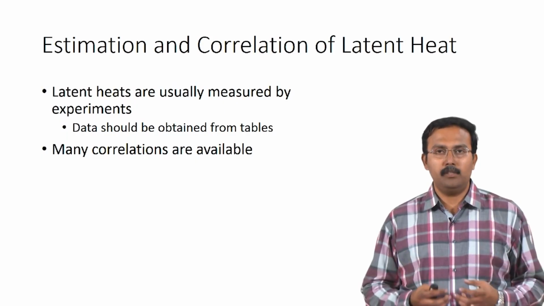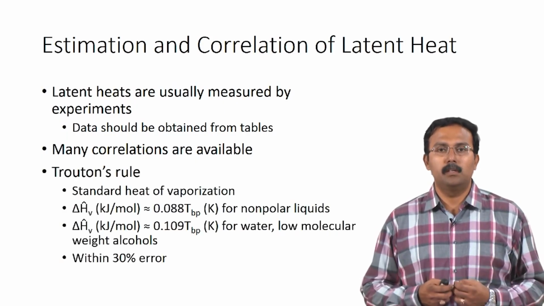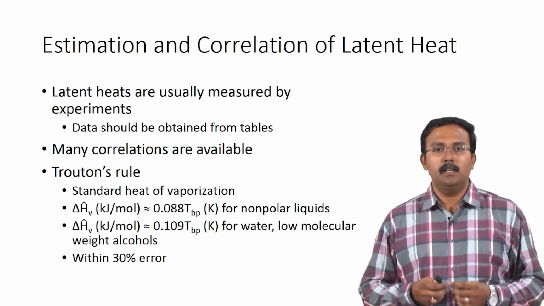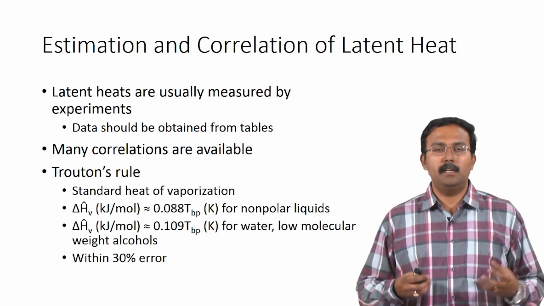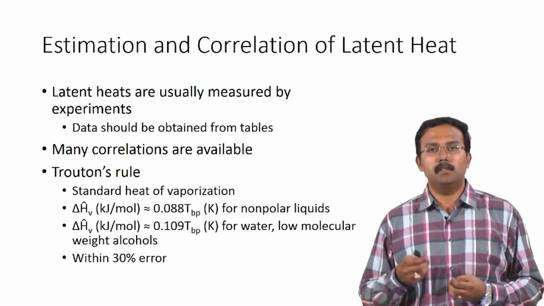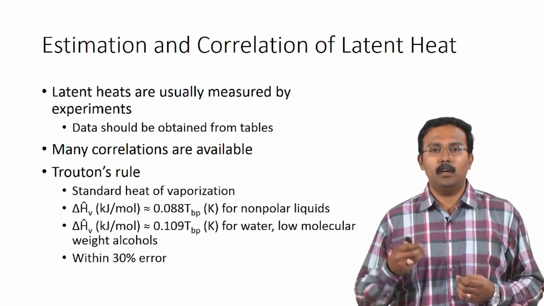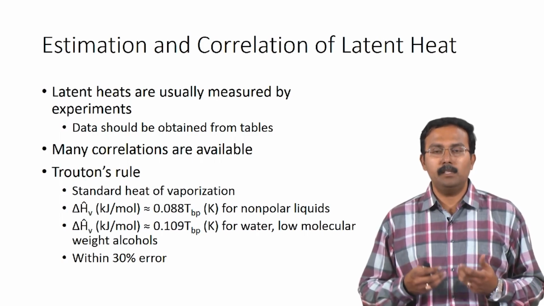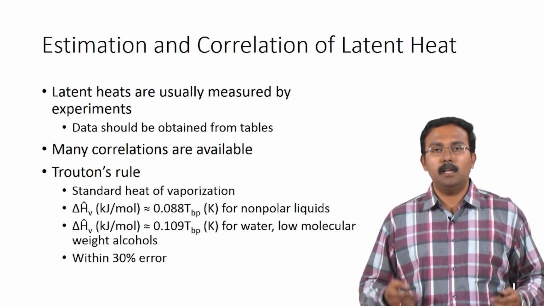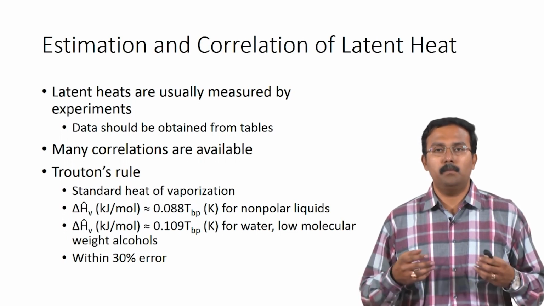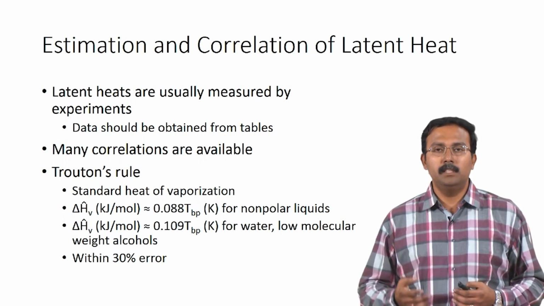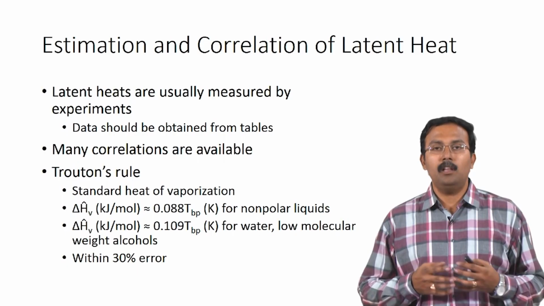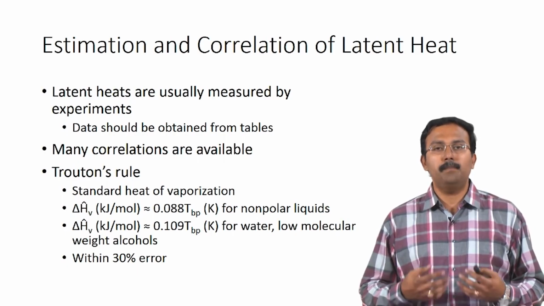So, the first and the simplest correlation that can be used is Trouton's rule. This is used for estimating the standard heat of vaporization. Heat of vaporization for nonpolar liquids can be given as 0.088 times boiling point, and for water and lower molecular weight alcohols it can be calculated as 0.109 times boiling point. Here the temperature for the boiling point has to be used in Kelvin, and this would give you the heat of vaporization within about 30% error. So, this is not the most accurate method, however it is the simplest thing to use.